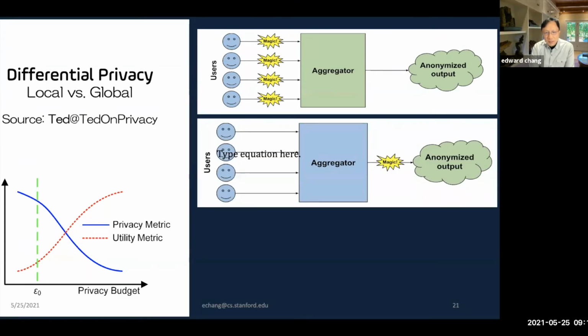But I can make my privacy slightly more global, meaning I have an aggregator. I already aggregate information from a large number of users, let's say female or male. Then I use a magic formula to alter them, right? So then I have this anonymized output. And because the input is a group of people, it's much harder to track back to individuals.